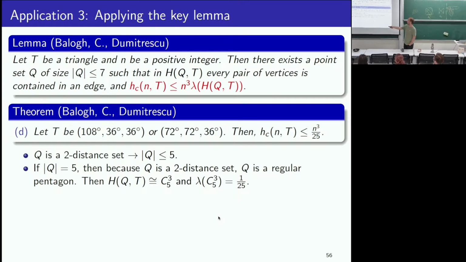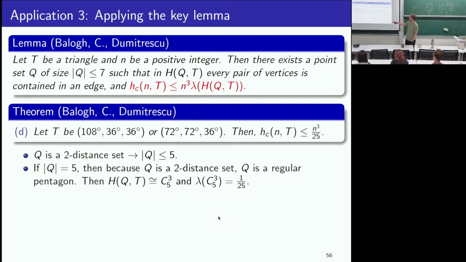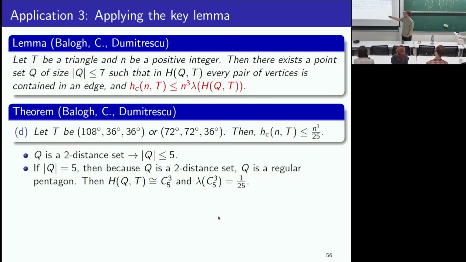Q needs to be the regular pentagon, but then the only thing which is possible is that the exact auxiliary 3-graph is the tight 5-cycle, and for the tight 5-cycle we can calculate the Lagrangian of it. So the tight 5-cycle is some 3-graph on 5 vertices, and one can calculate the Lagrangian, which would give us the right upper bound.